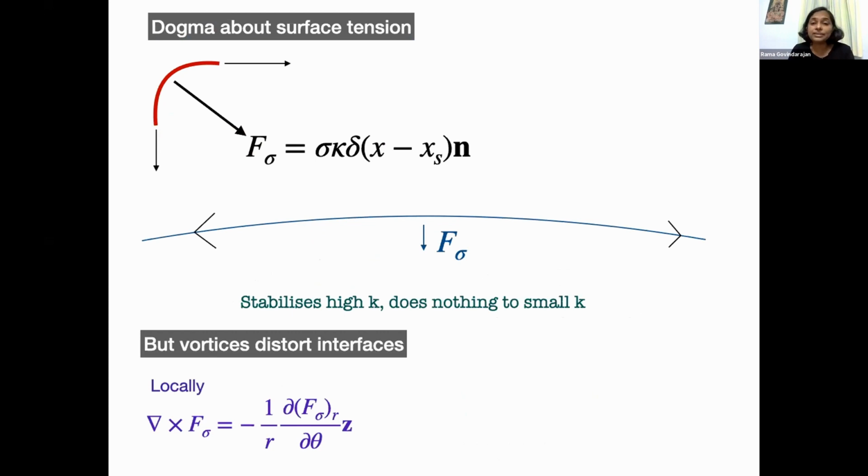Now, the normal dogma about surface tension that we are always taught is that surface tension does very little to long waves. So if you have a very long wave like this, then by reducing the surface area or making the interface a straight line, you gain very little. Whereas if you have a very, very jagged interface, then surface tension will like to make it into a straight line. Therefore, it stabilizes high wave numbers, where wave number is k, and does very little to small wave numbers. This is the basic dogma. But that's going to work differently in our case.